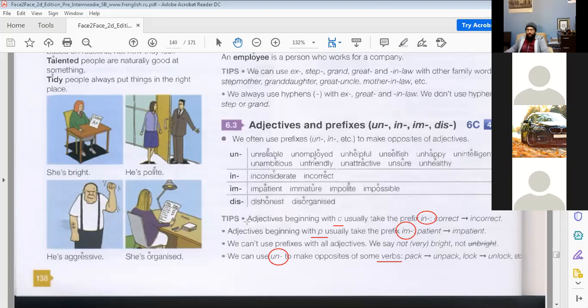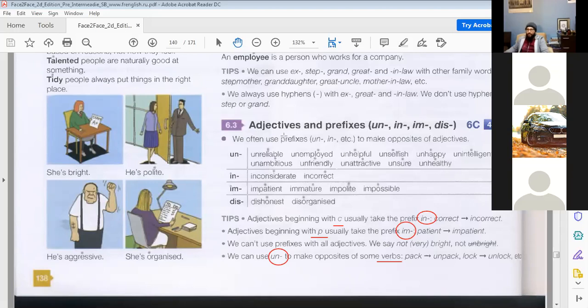I can't think of other ones, but in some verbs we can use un to make it into the opposite. So these are good examples, especially lock, unlock. It's a common one. I think we use it a lot. Lock the door, unlock the door, pack your bags, unpack your bags. So we sometimes even use it for verbs.